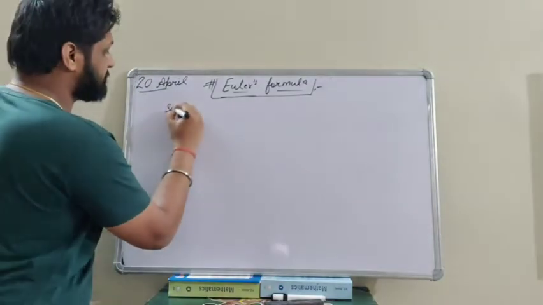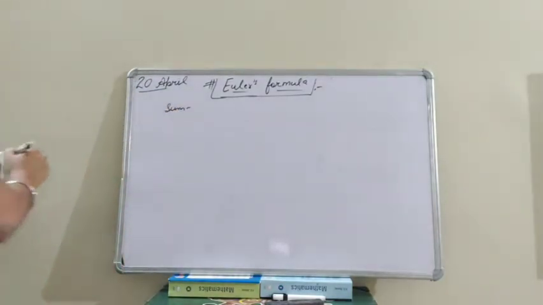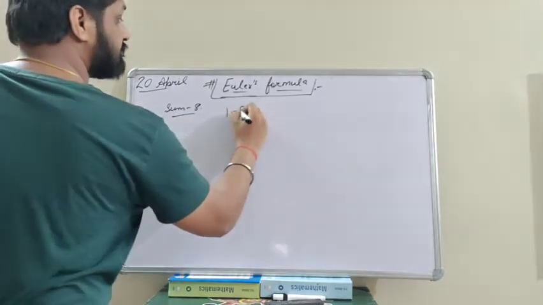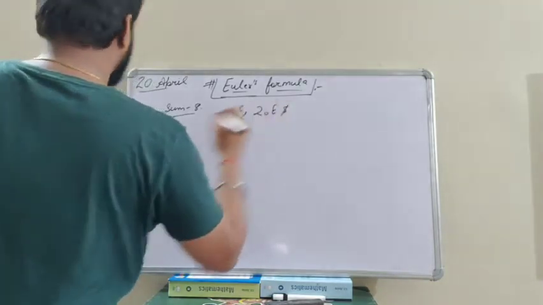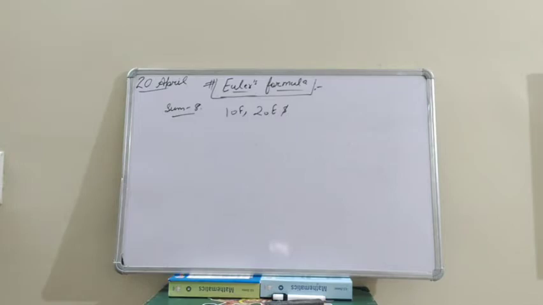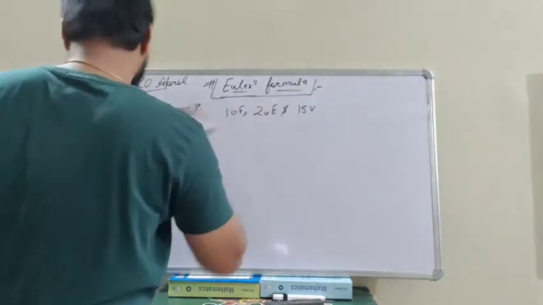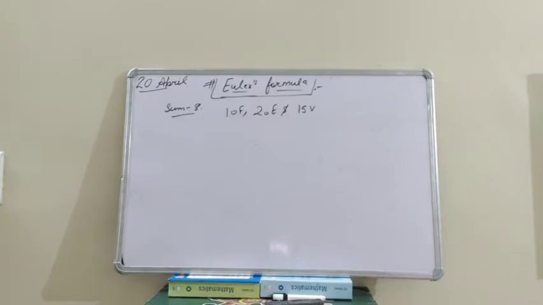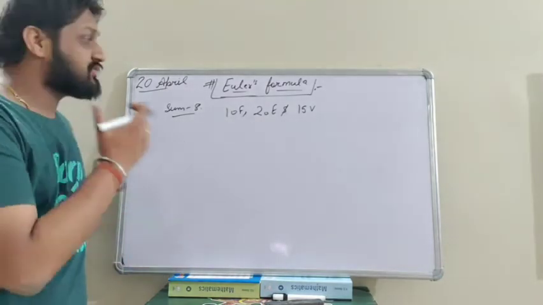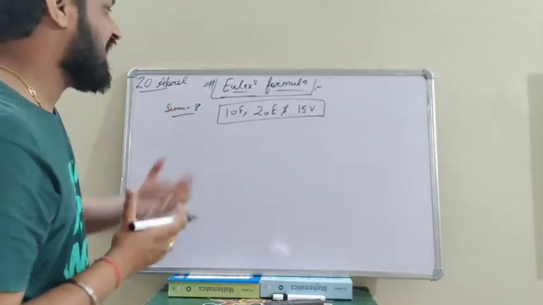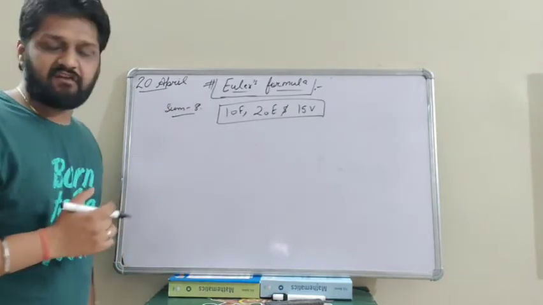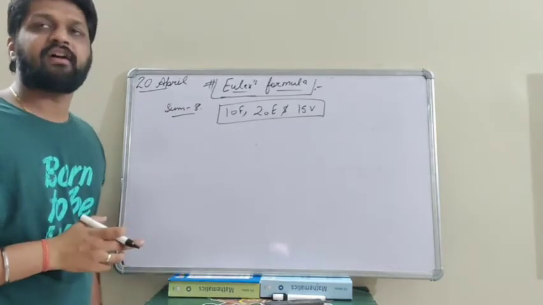Now the next question, that is sum 8. Can a polyhedron have 10 faces, 20 edges and 15 vertices? So the question is, can a polyhedron, you can say the solid shape or three-dimensional figure, have 10 faces, 20 edges and 15 vertices? So what we have to do is check it by using Euler's formula.